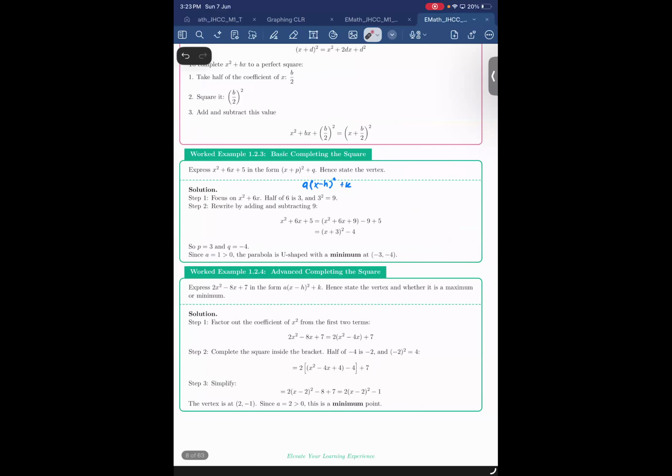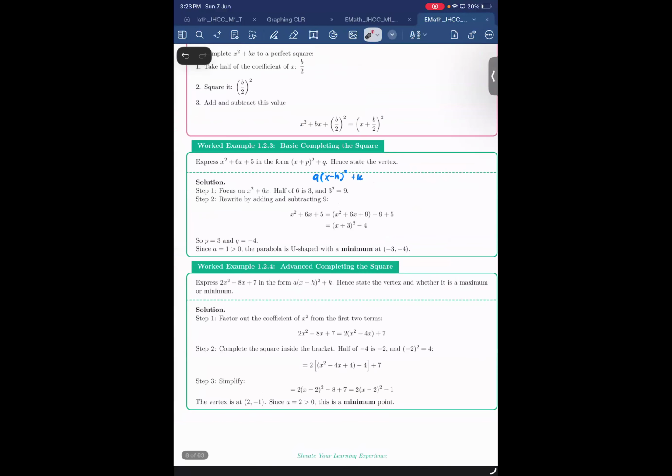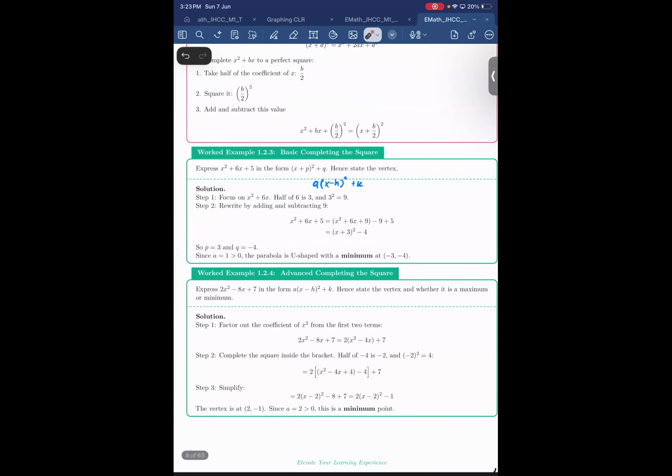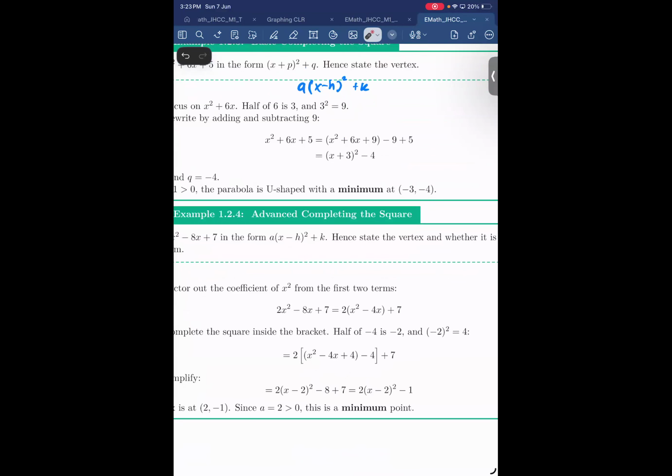Now the next example, what happens if you do not have 1 in front of the x squared? Here is 1, but here is 2. If it's any number that's not 1 in front of x squared, then you have to factorize the number in front of x squared. Here is 2. So you have to factorize 2 from the x squared and x, the 2 terms. Then now we do the same thing. Once you factorize it, you do the same thing.